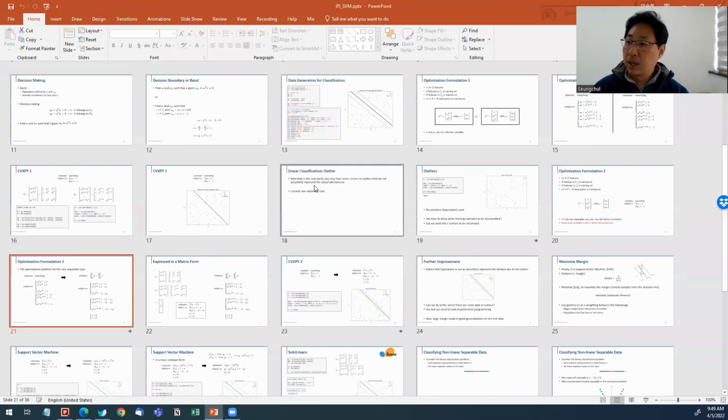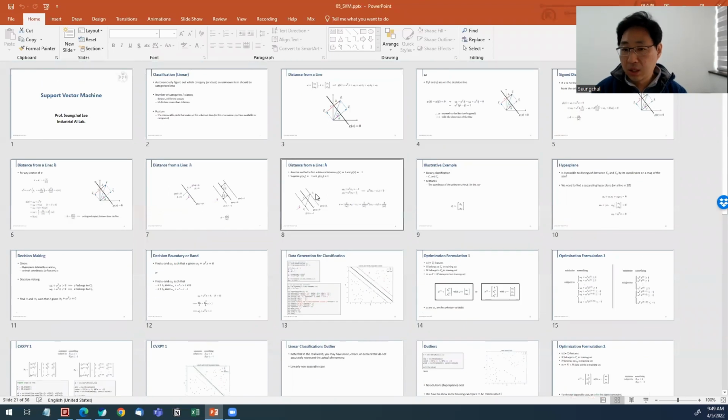So I think last time we did classifications, and we're done with the perceptron, and we saw some limitations. Because the perceptron is not an optimization problem, we want to have a classification boundary which is the best among the possible candidates. So in that case, we have to think about optimization problems, and the first one is the support vector machine, which is SVM.